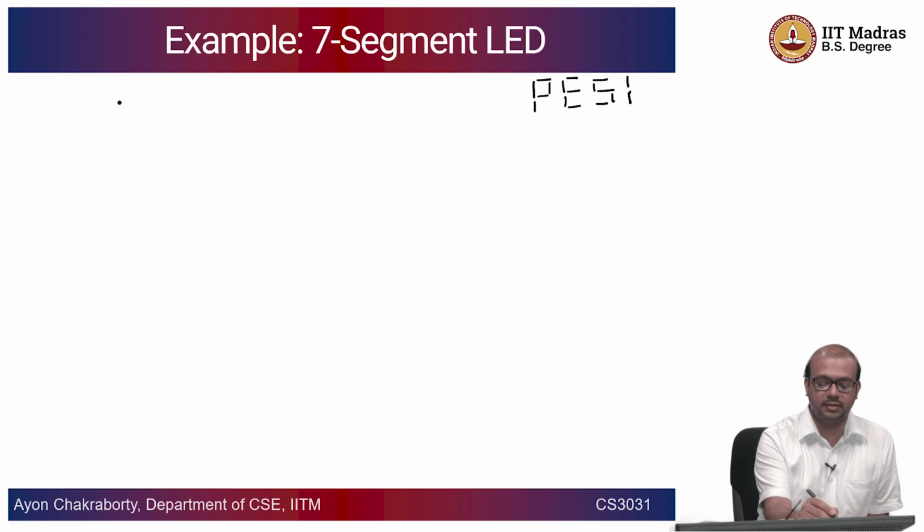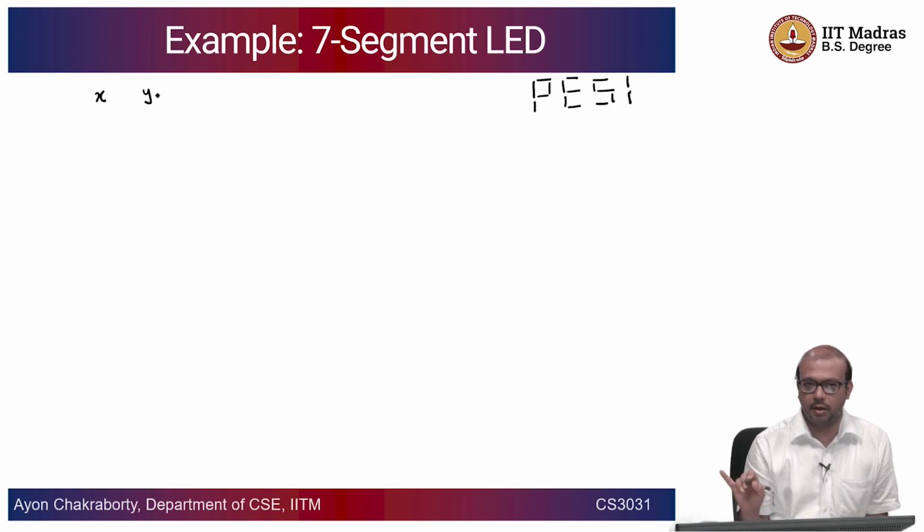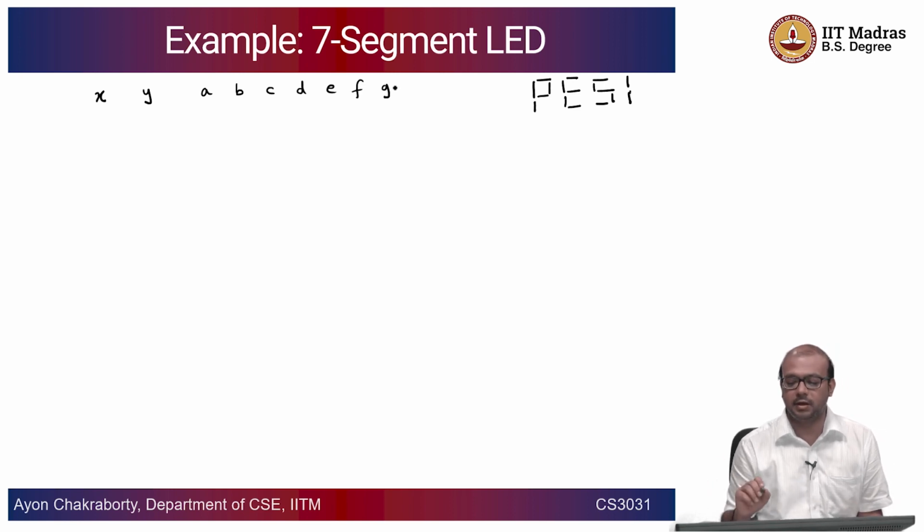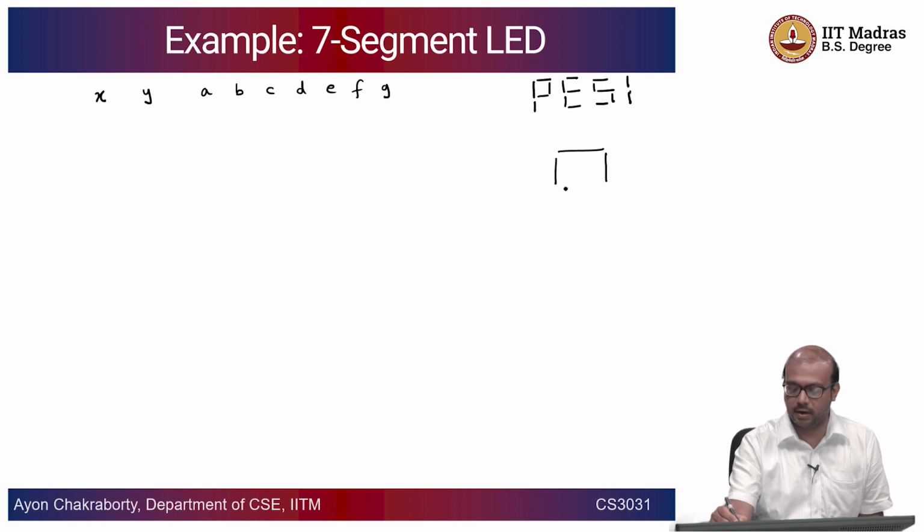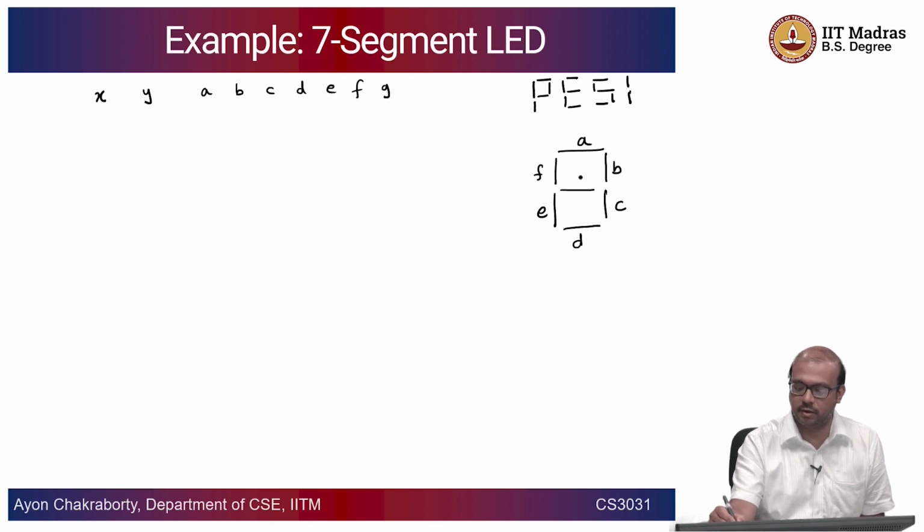So if I have these inputs as, let's say, X and Y, and the outputs are going to be all the 7 outcomes we need to see. So the outcomes will be A, B, C, D, E, F, G, because you need to have a mechanism to light up all those LEDs. Let us name them, because in this slide we do not have that information. This is called A, this is called B, this is called C, this is called D, this is called E, this is called F, and this is called G.